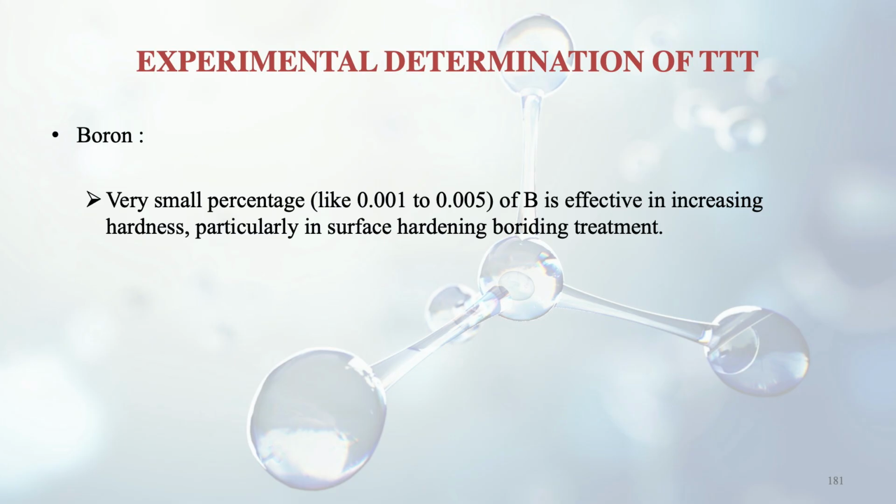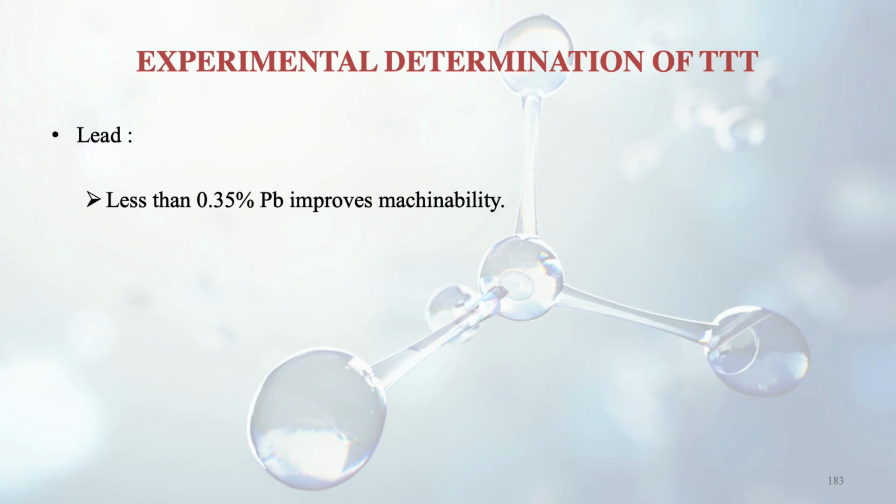Boron. Boron is a very small percentage, 0.001 to 0.005, very small, and we have to be very careful about that. It is effective in increasing hardness, particularly in surface hardening. So boron is a kind of element which very much helps in finishing processes because of this effect that it gives us surface hardness. And the last one is lead, and if less than 0.35%, lead improves the machinability of the steel.